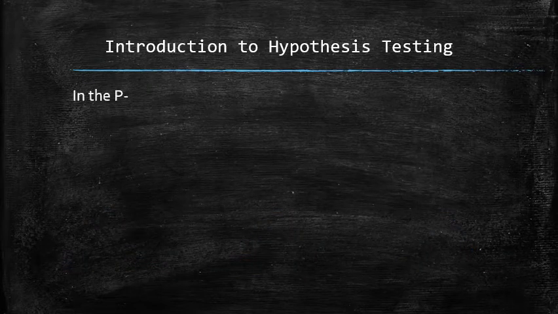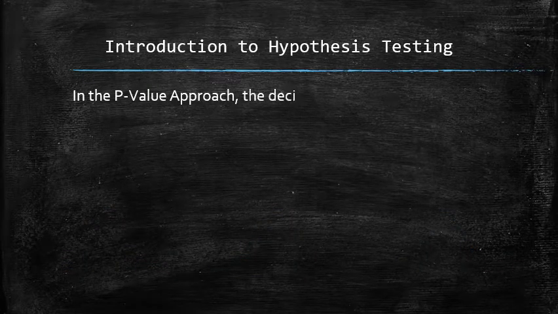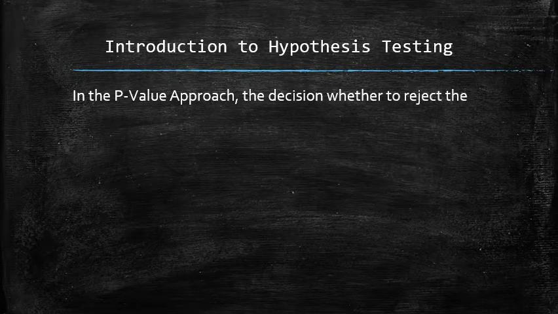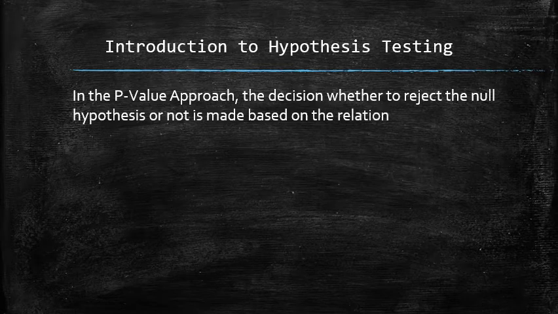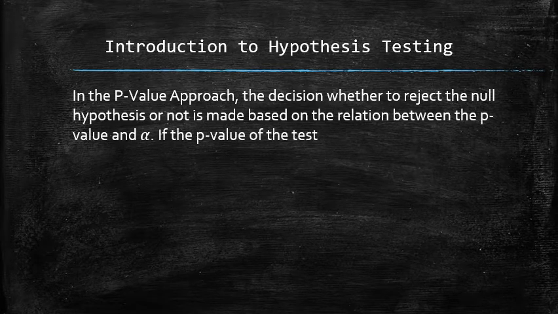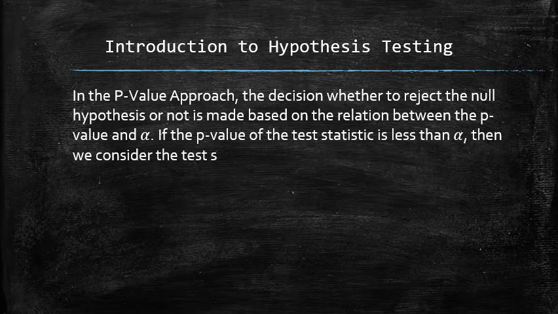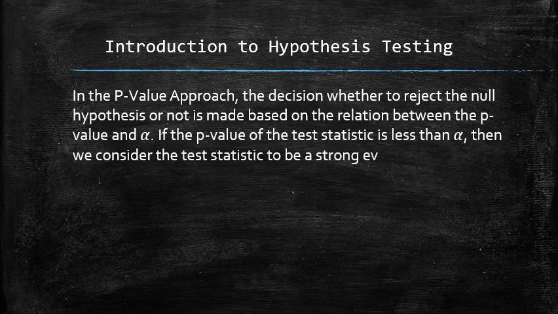In the p-value approach, the decision whether to reject the null hypothesis or not is made based on the relation between the p-value and alpha. If the p-value of the test statistic is less than alpha, then we consider the test statistic to be a strong evidence against the null hypothesis in favor of the alternative.